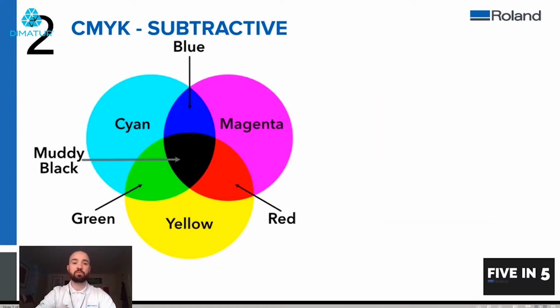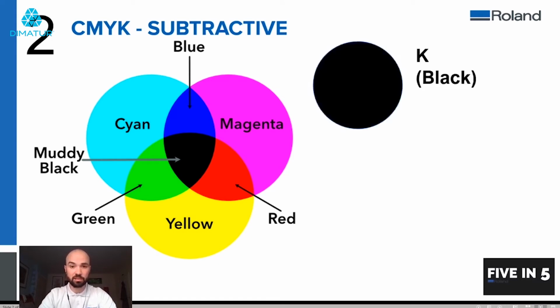Number 2, if we start with CMYK, CMYK is a subtractive colour mode. This means that we start off with white and then we combine these colours in different amounts until we reach black. The white normally refers to the colour of your substrate when we're talking about digital printing.